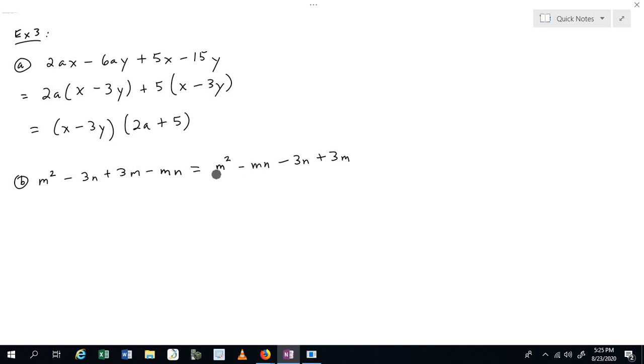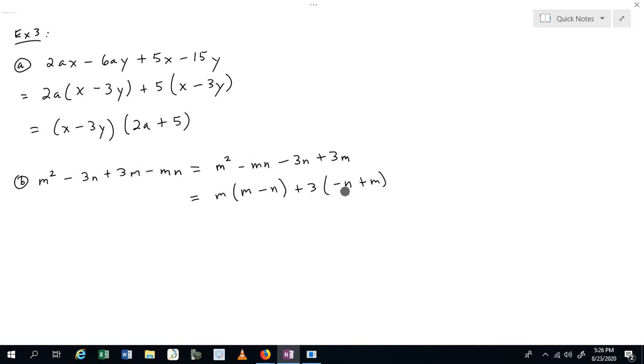Okay, and then I'm going to group these 2 together and factor out what they have in common. So they have an m in common. And so when you factor an m out of here, you're left with m. And when you factor an m out of here, you're left with minus n. Okay, and now these appear to have a 3 in common. So let's pull a 3 out. And you're left with a minus n. And then you're left with an m.